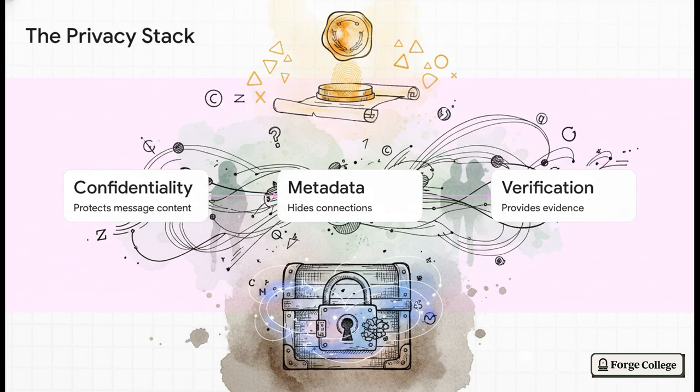Starting at the absolute bottom, our foundation, we have confidentiality. This is all about protecting the actual content of your message. Moving up to the middle, we have metadata protection. This is about hiding the connections, like who is talking to whom and when. And capping the whole thing off at the top, we have verification, which is providing mathematical evidence that something happened without ever giving away your identity.